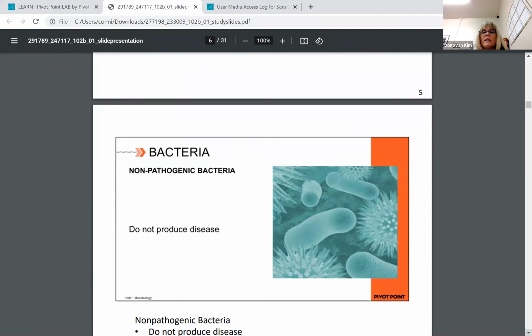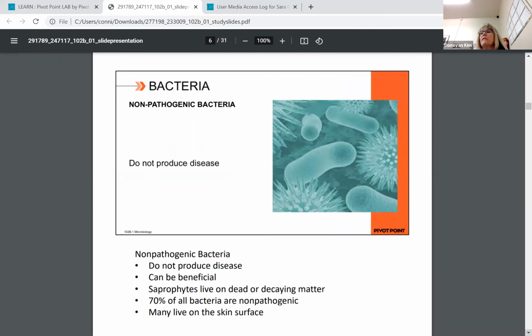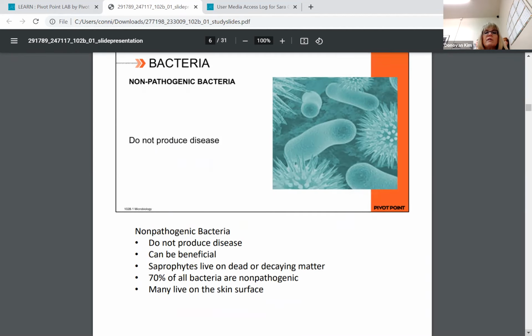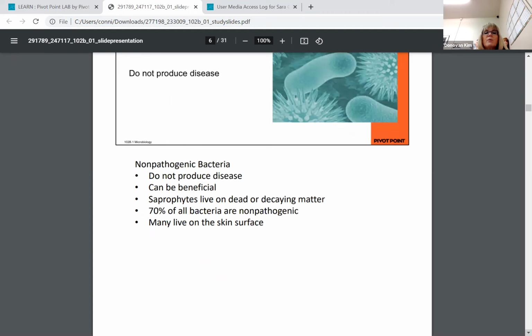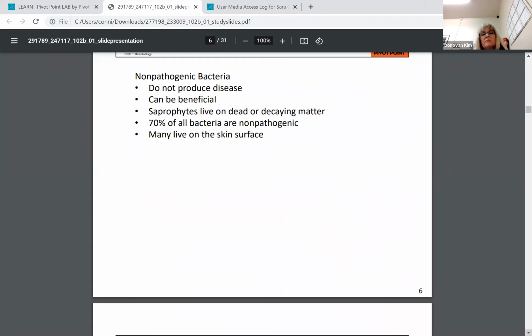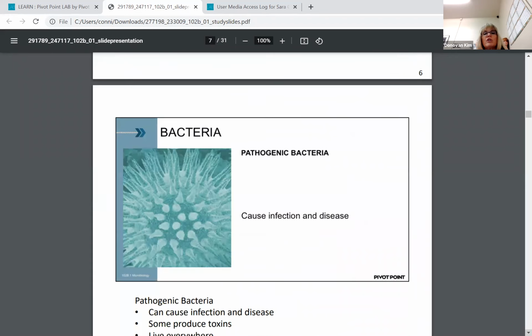Non-pathogenic bacteria do not produce any disease. This is the type of bacteria that you need: if a tree falls down in the woods, how is it going to get rid of that tree and turn it back into nature? With non-pathogenic bacteria. It does not produce disease and can be beneficial. This word saprophytes is what lives on dead or decaying matter. It's not going to hurt you, but this is what it takes to make those trees decay back into the woods. So that's called a saprophyte. 70% of all bacteria out there is non-pathogenic. Some of them live on your skin, in your mattresses, everywhere. It's not going to hurt you.